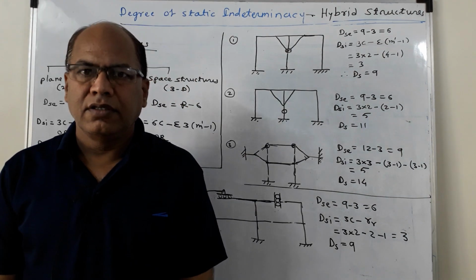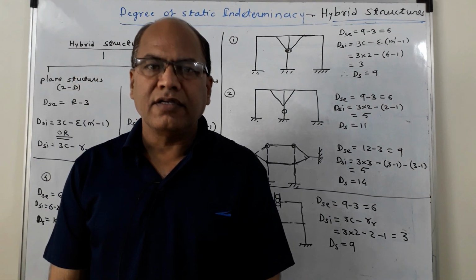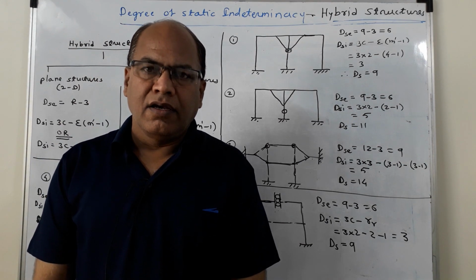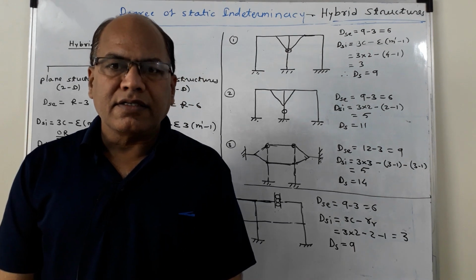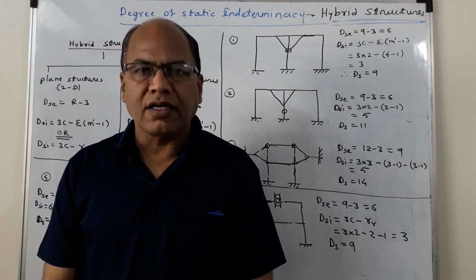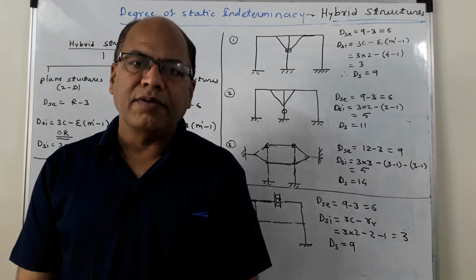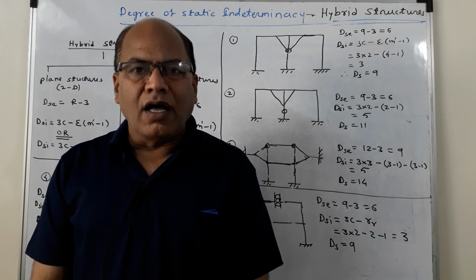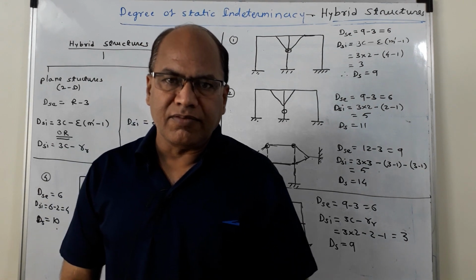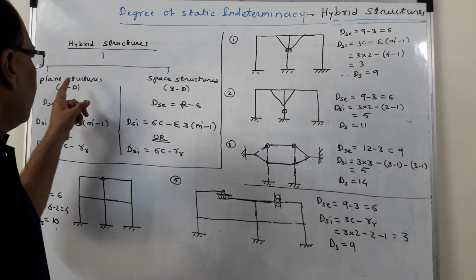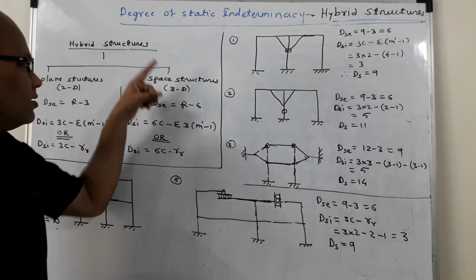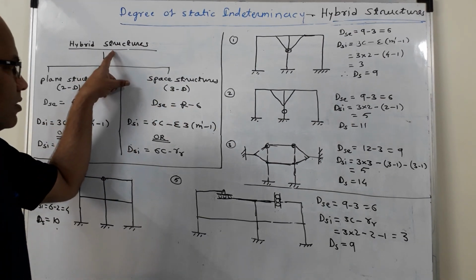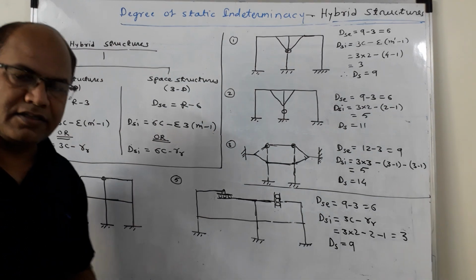Hello students, now in this lecture let us go through the static indeterminacy of hybrid structures. Generally, the skeletal structures having some of the joints as hinged joints and the remaining as rigid joints are called hybrid structures. Hybrid structures can also be of two types. The first type is plane hybrid structures and second is space hybrid structures. So these are 2D hybrid structures, these are called 3D hybrid structures.